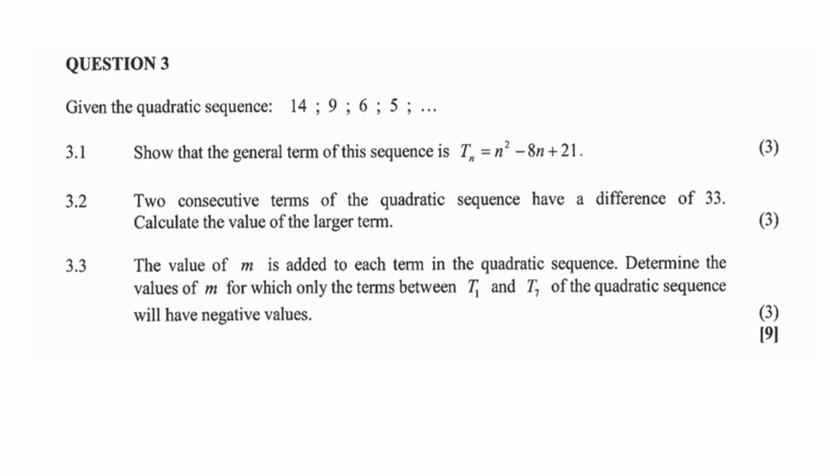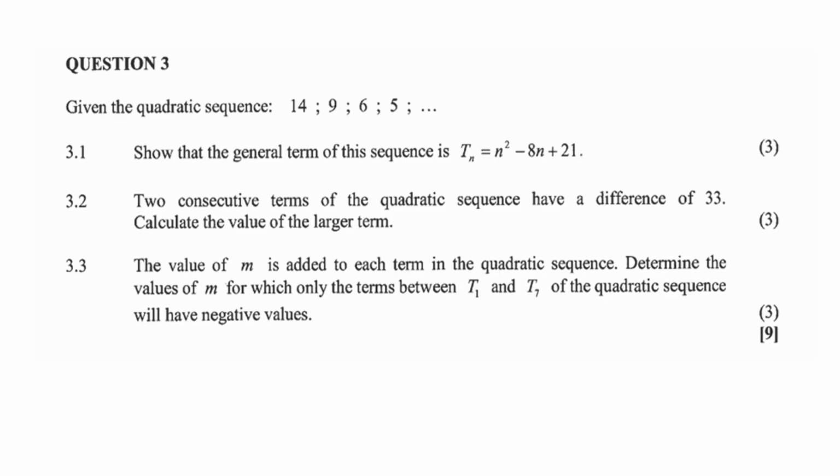And the first question is giving the quadratic sequence. So remember, you've done quadratic sequences in grade 11. Yes, so you'll be tested on it again in grade 12. So the sequence given is 14, 9, 6, 5. Now if you take a closer look at this sequence, you will notice that it is decreasing. The values are becoming smaller.